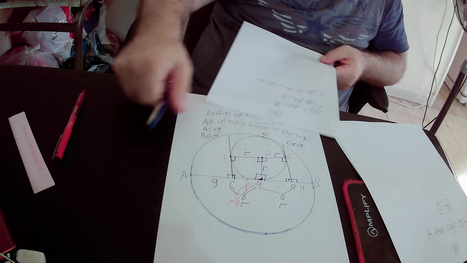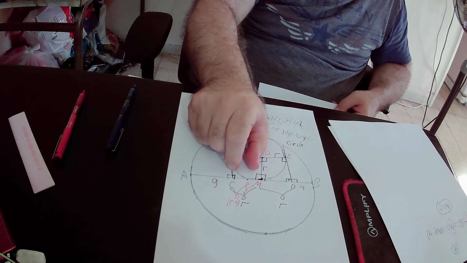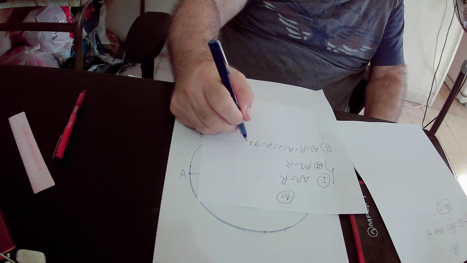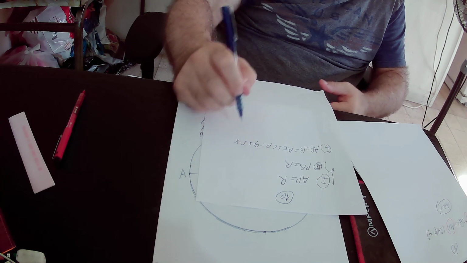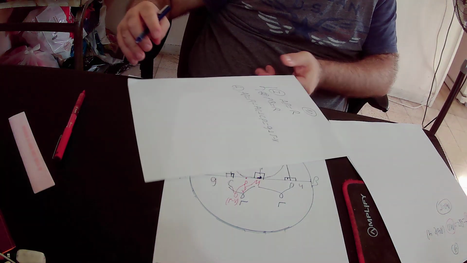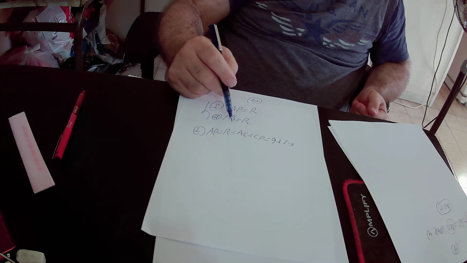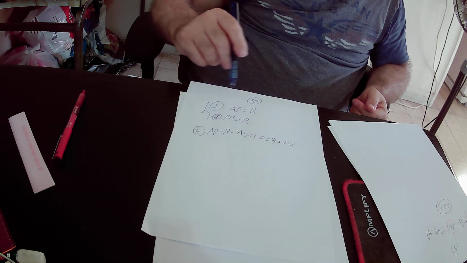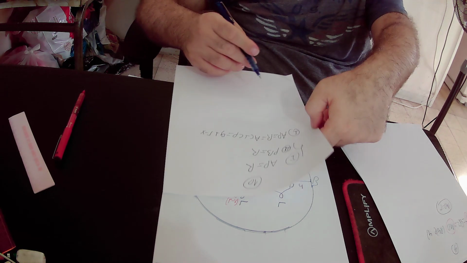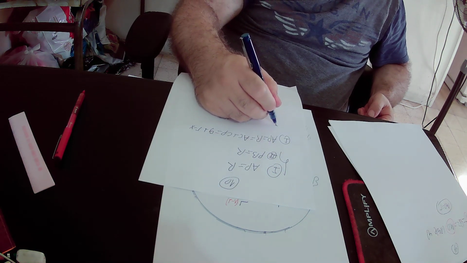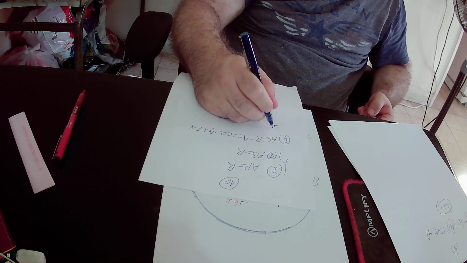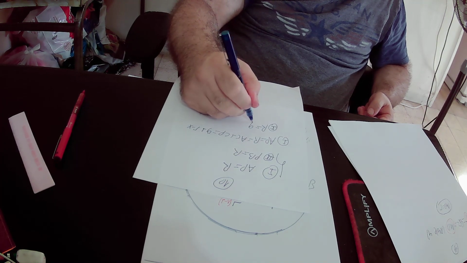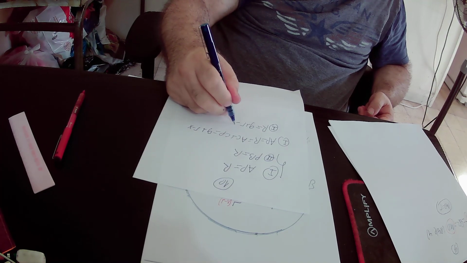And what is the value of CP? CP equals small r minus x. So in total we got that AP, which equals the radius of the big circle, equals 9 plus small r minus x. So I will write it again: the radius of the big circle, according to equation number 1, the radius of the big circle equals 9 plus small r minus x.